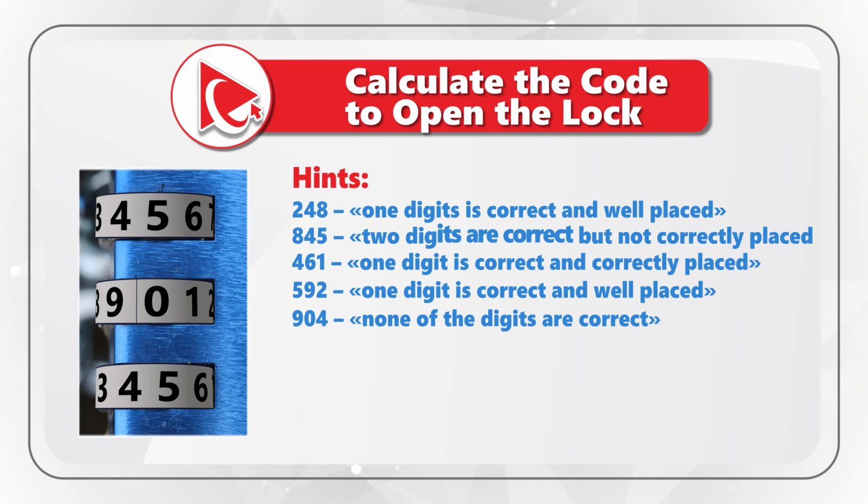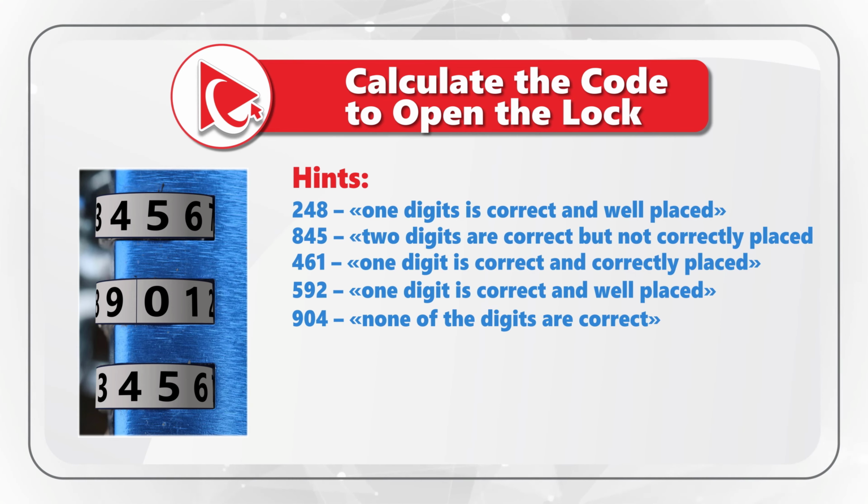In the digits 8, 4, 5, 2 digits are correct but not correctly placed. In the digits 4, 6, 1, only 1 digit is correct and it is correctly placed. In the digits 5, 9, 2, only 1 digit is correct and it is well placed. And last but not least, hint that in the digits 904, none of the digits are correct.